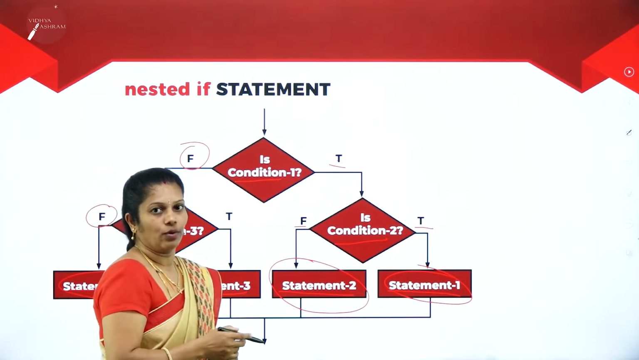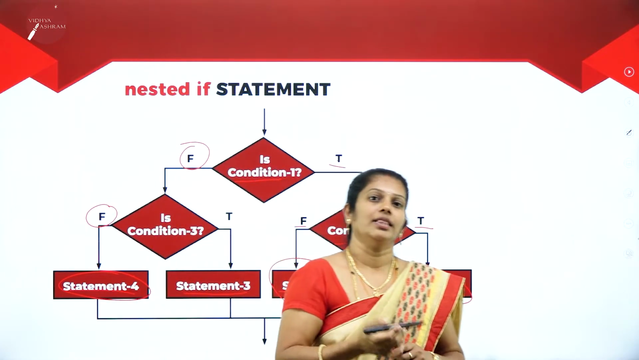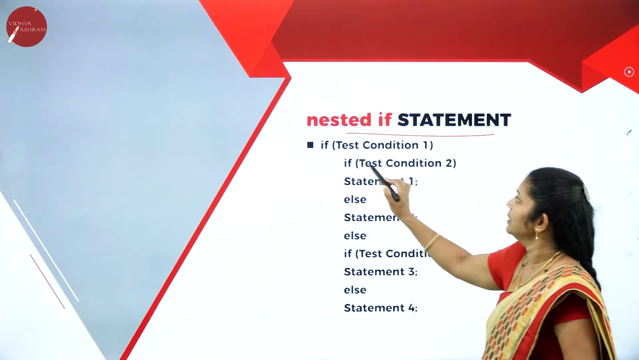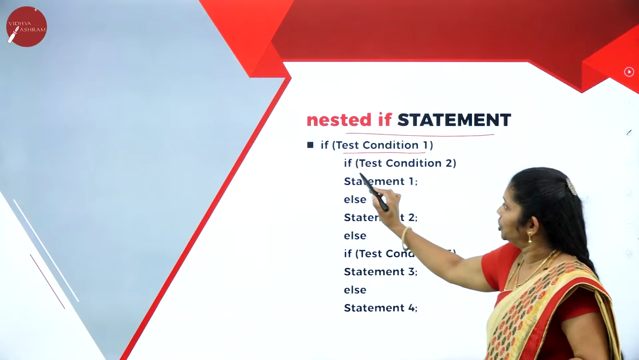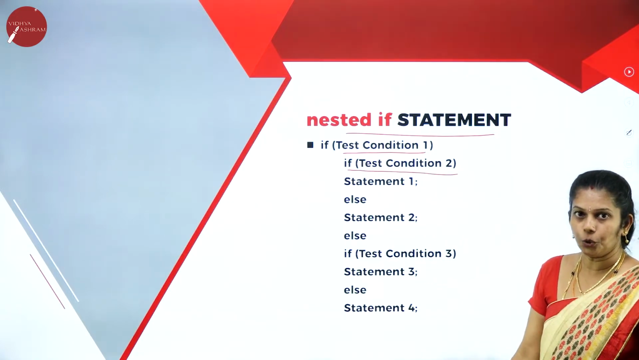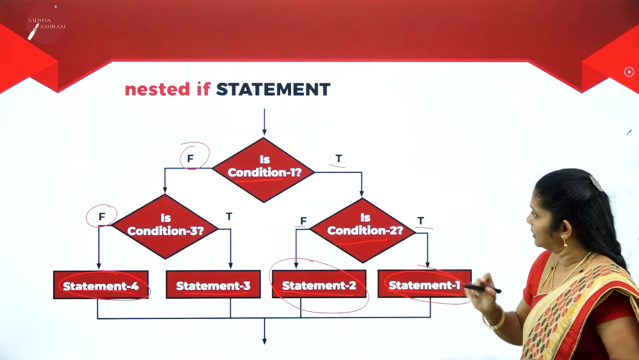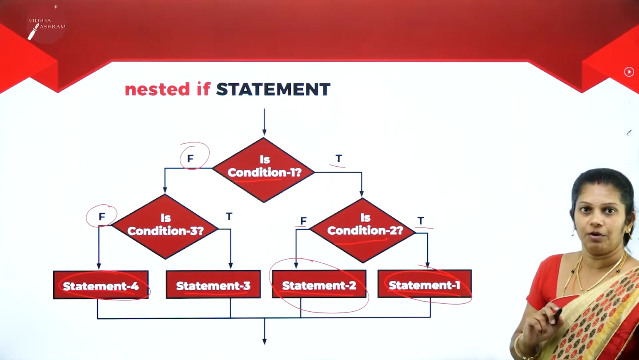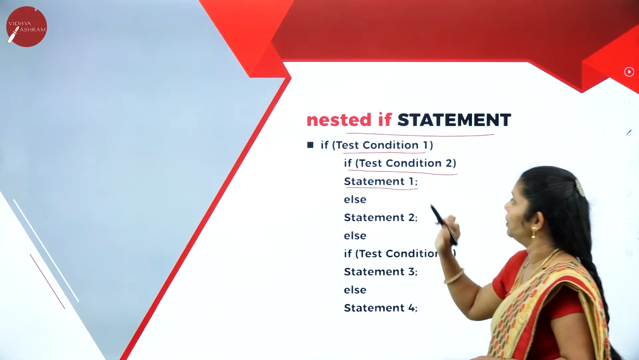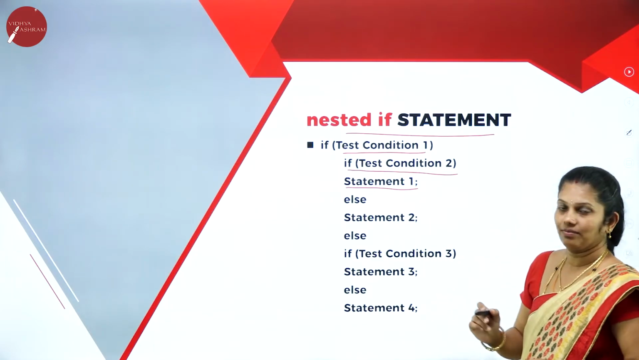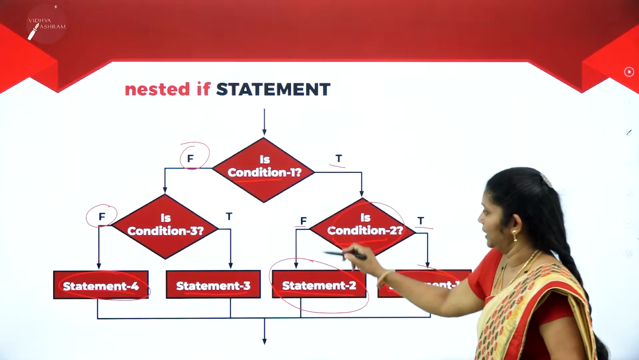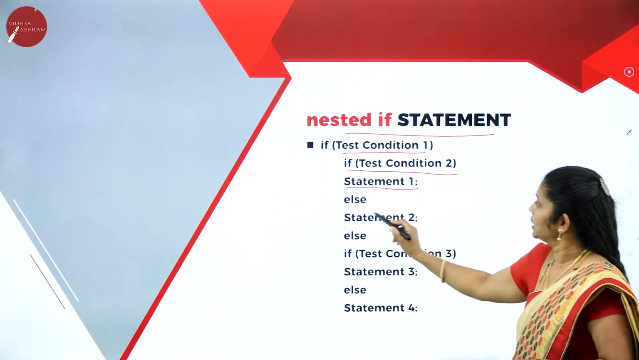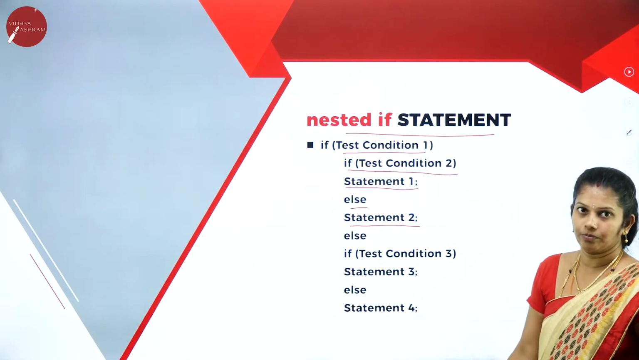Like this, inside one if statement, if you have one more if statement, then we call it a nested if statement. The general syntax of the nested if statement is: if test condition 1, and inside it we have one more condition, if test condition 2. If both condition 1 and condition 2 are satisfied, then statement 1 will execute. Else, if condition 2 is not satisfied, that is the else part, then statement 2 will execute.